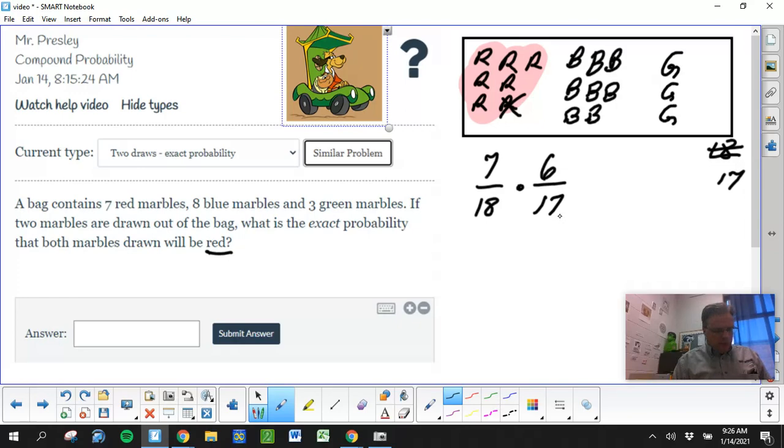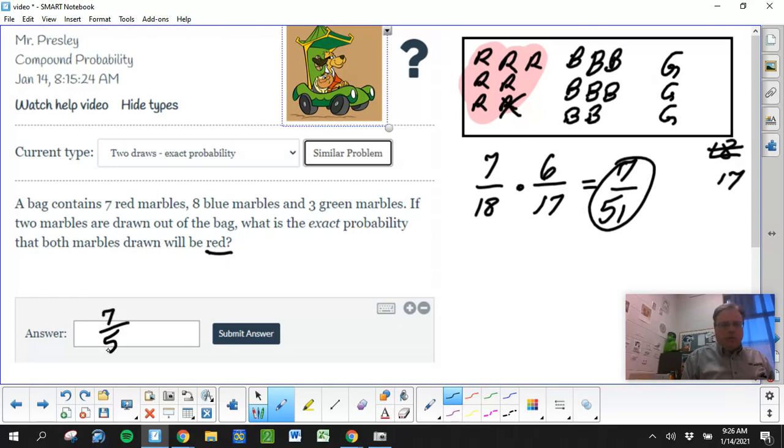Now, I'm a little bit slow. I have to make sure I do this right, and there's nobody to say, hey, Mr. Presley, you did that wrong. So I have to be careful. 7/18 times 6/17. 7 over 51 is our answer, and that's what we would type in. 7 over 51.